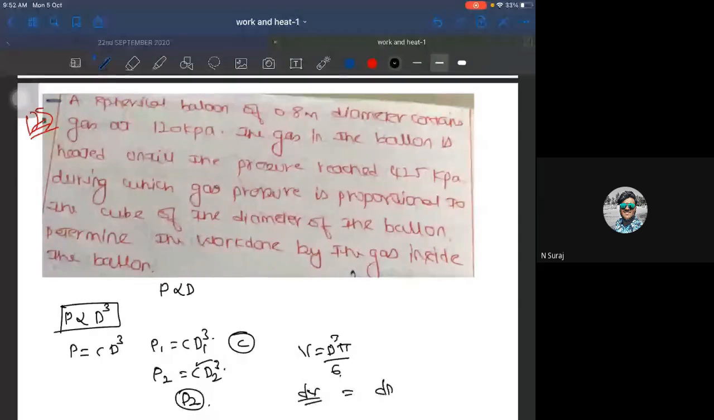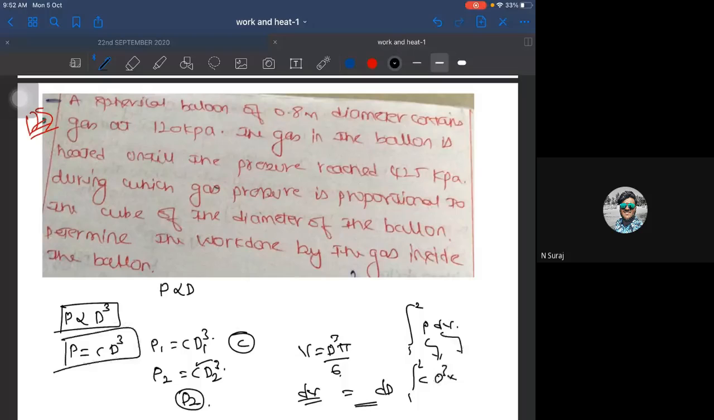So integration from 1 to 2, P into dV. P is nothing but C times D cubed, and dV is whatever differentiated expression you have got. So just substitute, integrate it, and substitute the values of D1 and D2. That's it. So what's the answer?